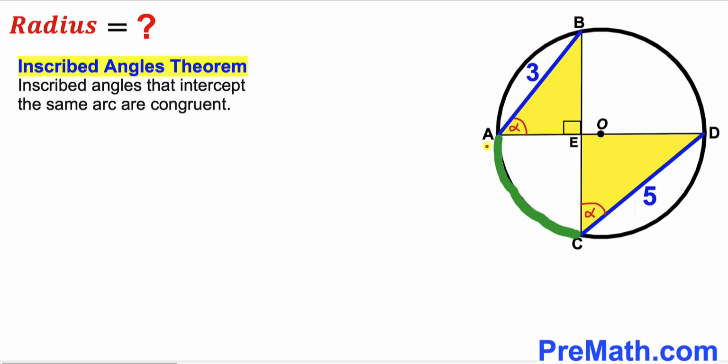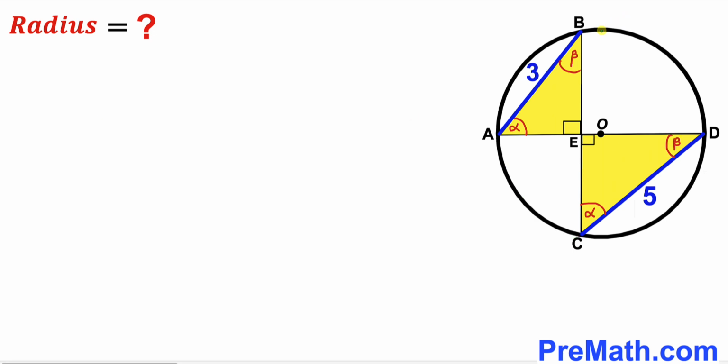Now let's focus on this other arc AC. We can see that this arc AC is being subtended by this angle and likewise this angle as well. So these two angles are going to be congruent. If I label this angle as angle beta, then this angle has got to be angle beta as well.